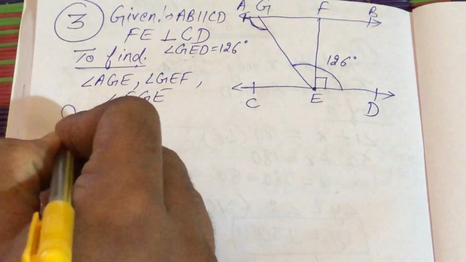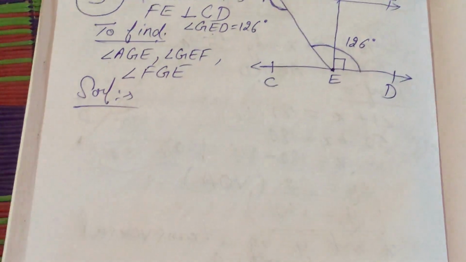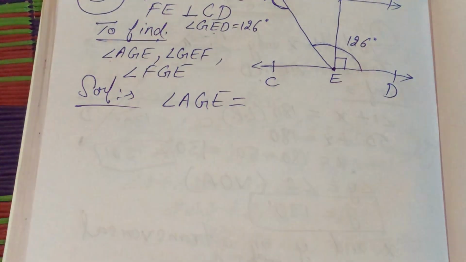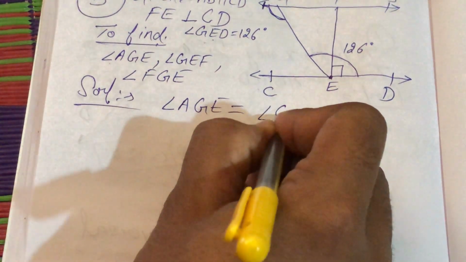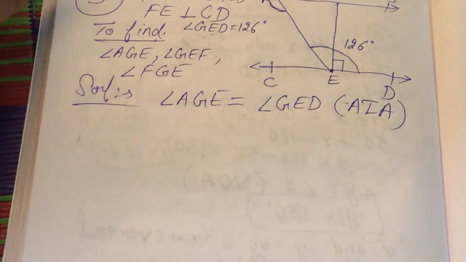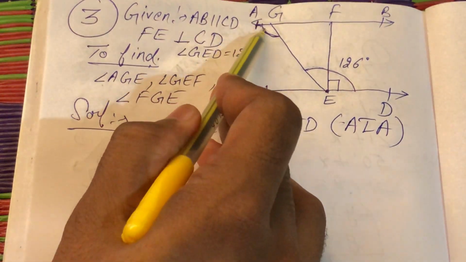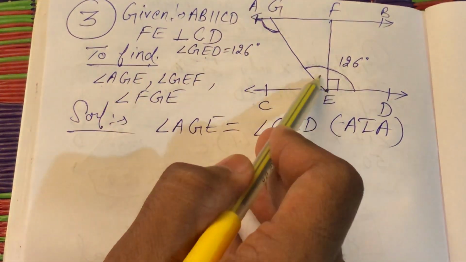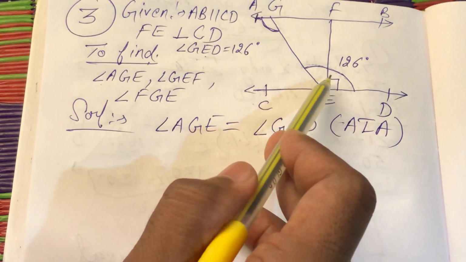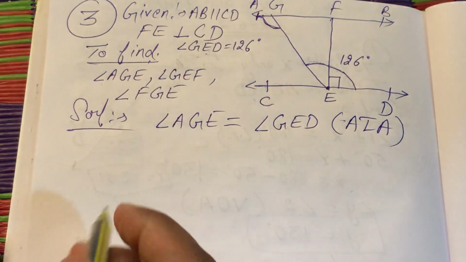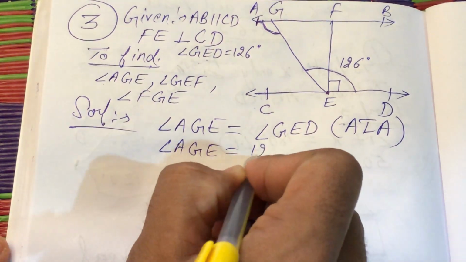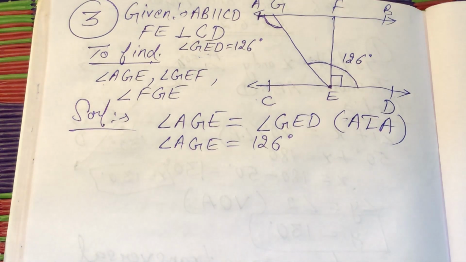So let's write the solution. Angle AGE will be equal to angle GED. Why? Alternate interior angle. You can see in the figure, this one and this one, both are alternate interior, AGE and GED. Both are how much? 126. So half of our work is done. Angle AGE is 126 degree. A one-line solution, and it is found.